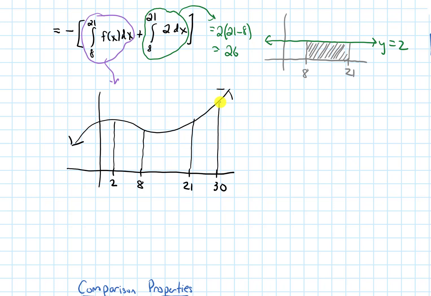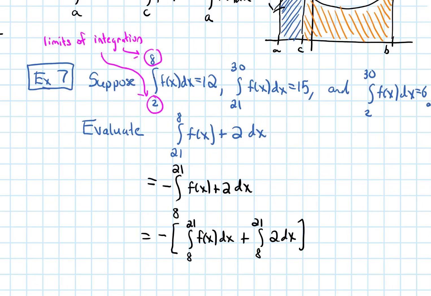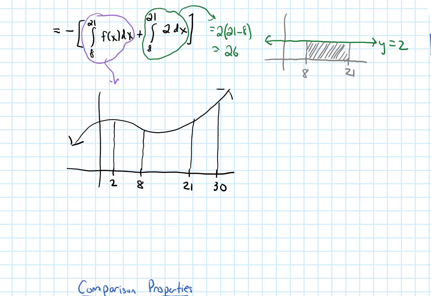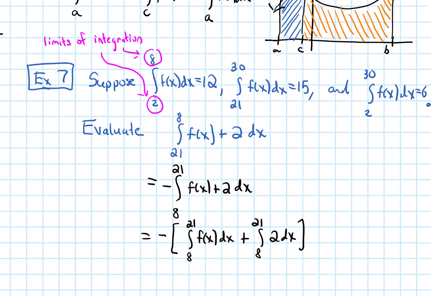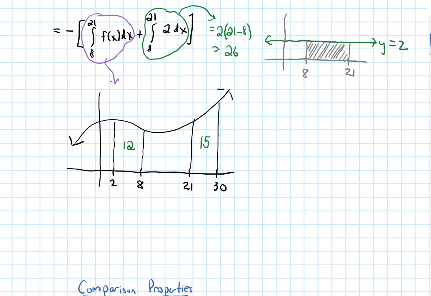Okay, and if I look at what the problem told me, I'm given that the integral from 2 to 8 is 12, and from 21 to 30 is 15. So in our picture, from 2 to 8, I know that this area is 12. And from 21 to 30, I know that area is 15. And this last integral says the area from 2 to 30 should be 6.